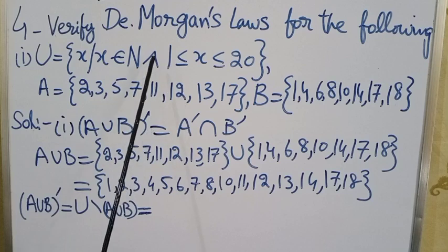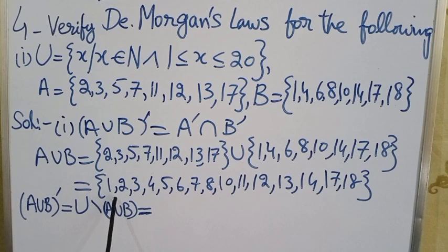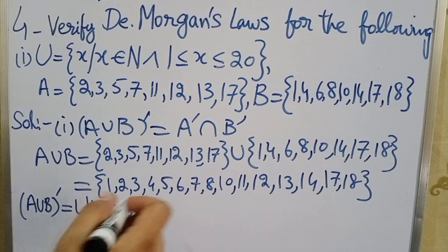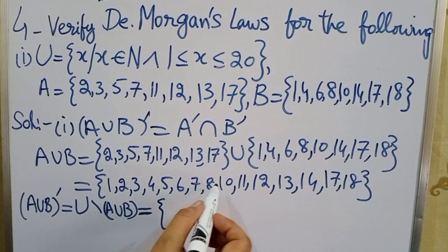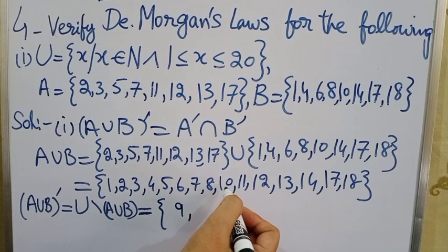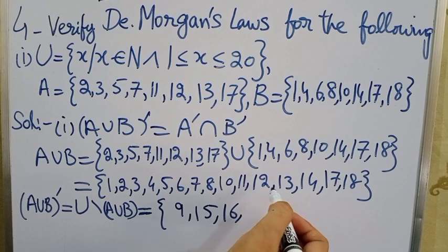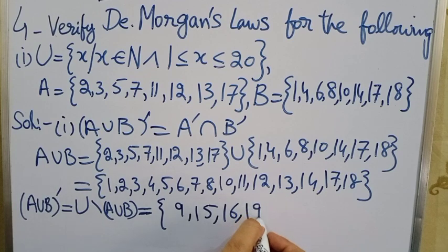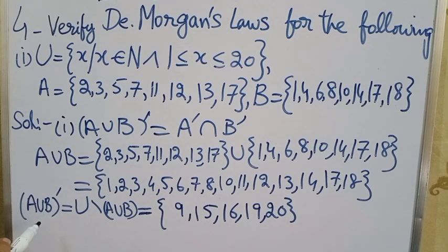So we compare one by one. We observe that those elements which are missing in this set are contained in the complement set. So we write them: 1, 2, 3, 4, 5, 6, 7, 8, 9, 10, 11, 12, 13, 14 and next 15, 16, 17, 18 excluded, and then 19 and 20. These are the elements of (A union B) whole complement.